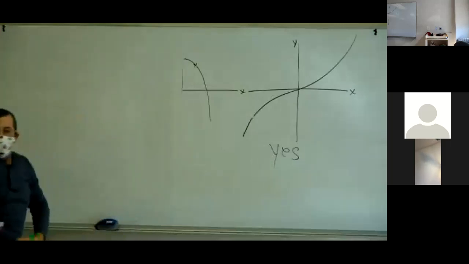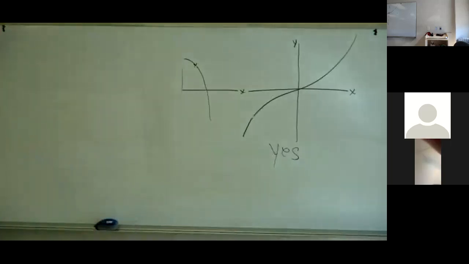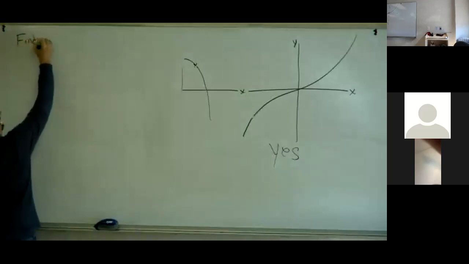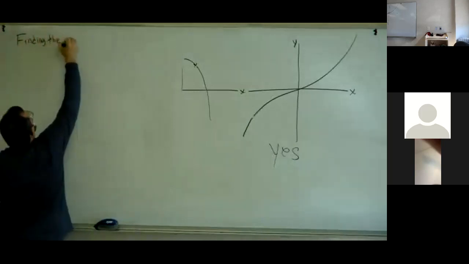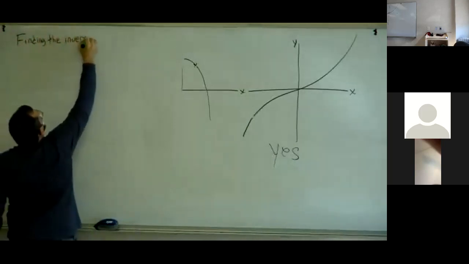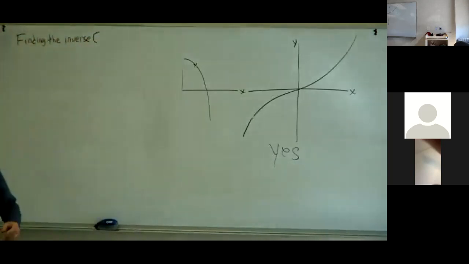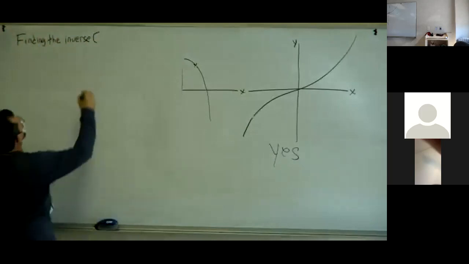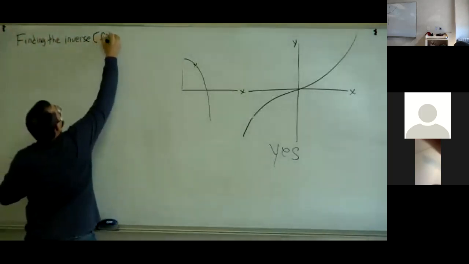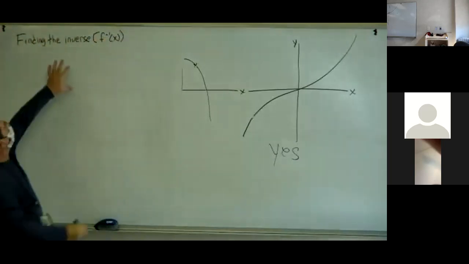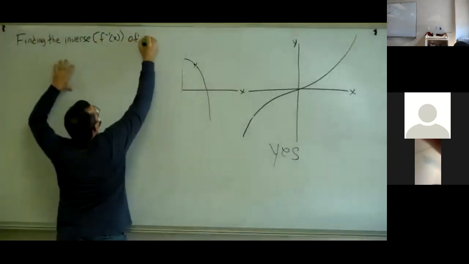All right, so now we're going to actually find the inverse of a function. And the way I write the inverse function notation will be f -1 of x. So we're finding the inverse of a function.